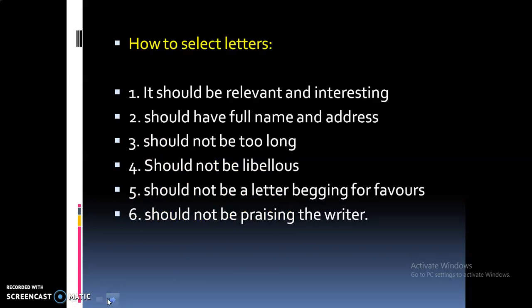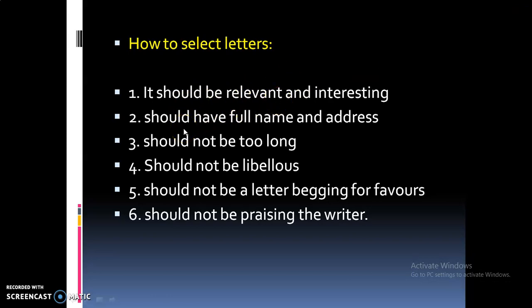And next is, how do they select letters? In selecting letters to the editor for publication, the following guidelines must be followed. I have listed 6 guidelines, and these must be followed in selecting letters to the editor for publication. The first one is, the letters should be relevant and interesting to the readers. So that is the first important point. The letters that readers write should be relevant and interesting to the readers.